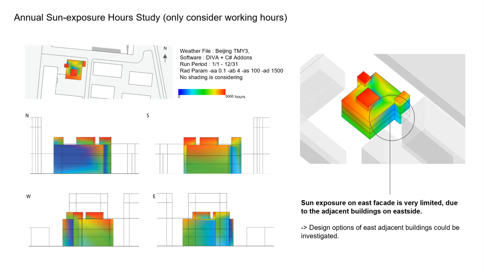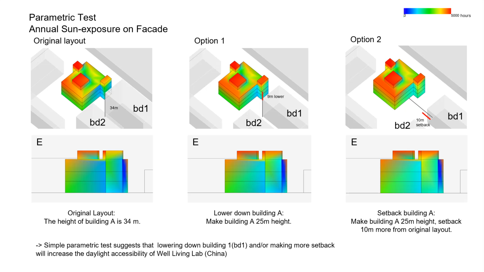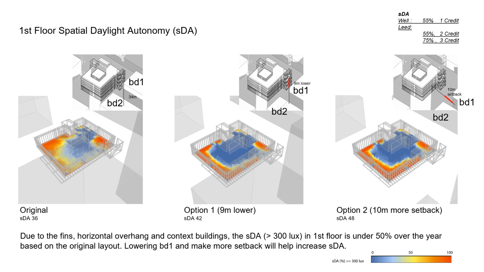And for this project, we shifted the whole building in several directions to maximize the daylit area on the critical facade. So, as you can see here, option 2 gets more daylit area on the southeast facade than option 1, and both option 1 and 2 have more daylit areas than the original layout. This is the result of the spatial daylight autonomy.